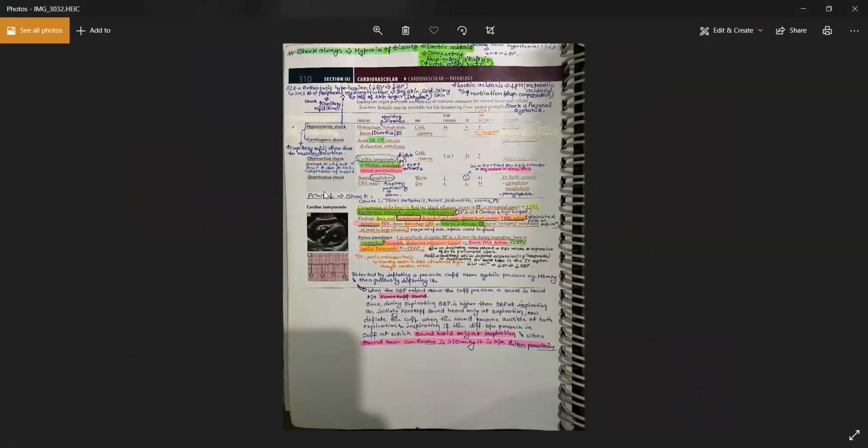Okay, that's all about cardiac tamponade. Any doubt? Yes. Why does pulsus paradoxus occur in asthma or COPD? I'm asking about the mechanism.